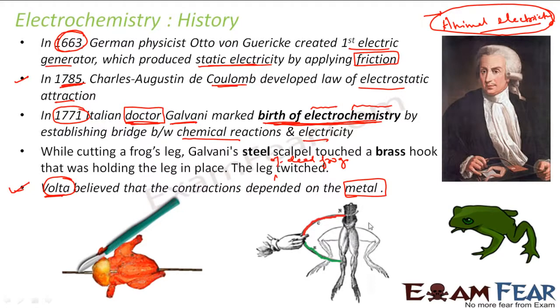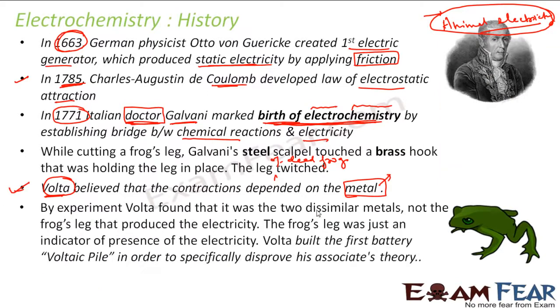So he was determined to find the electricity using the combination of two different metals, right? It was two different metals. So what he did was he did a lot of experiments, and as I told, he found that it was two dissimilar metals, and not the frog leg actually that produced electricity, because there was electricity here, there was no doubt in that, but it was two different metals, not something which is there in the animal. So he was telling that there is nothing called animal electricity. It was two different metals that produced electricity, right?